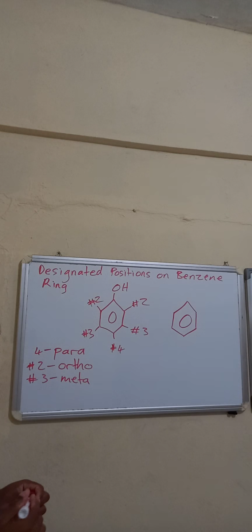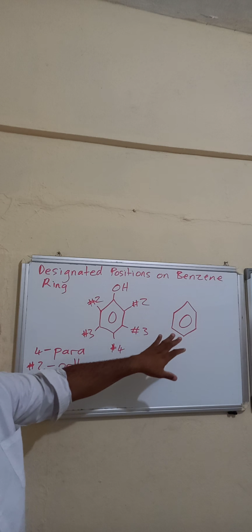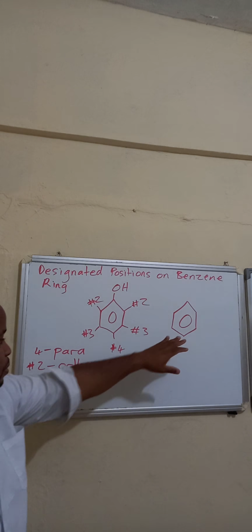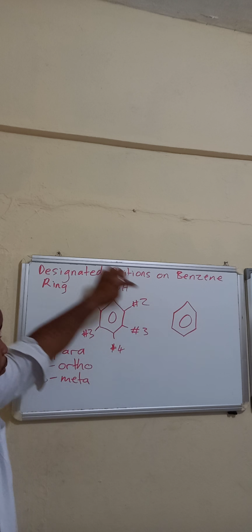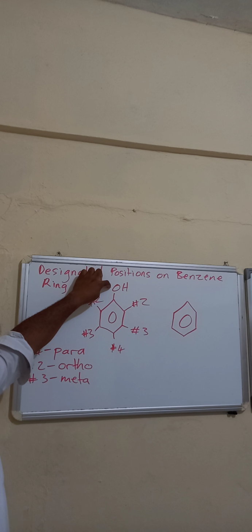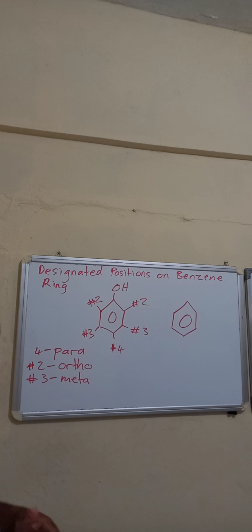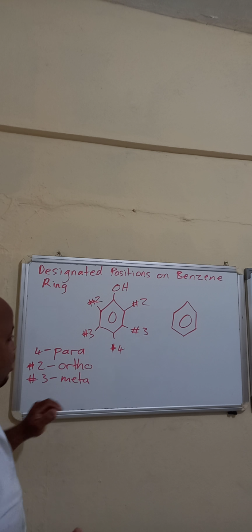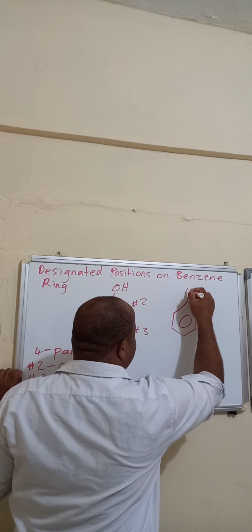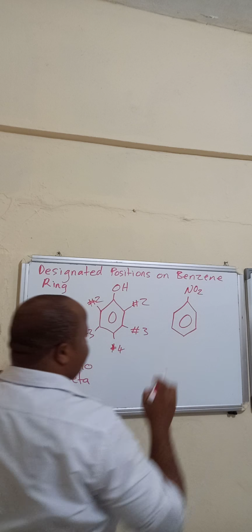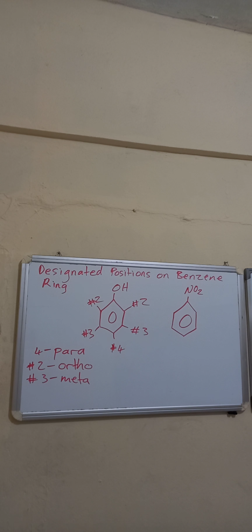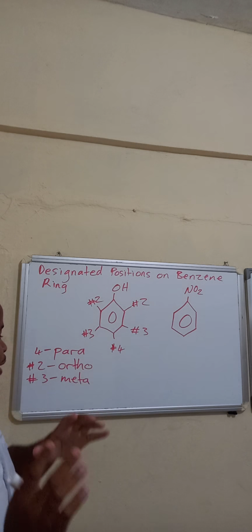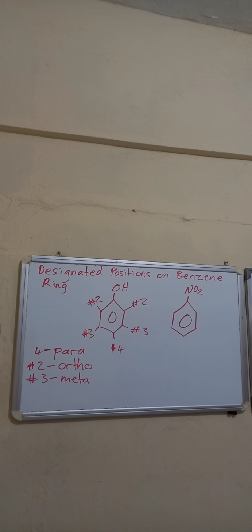So when you have an empty benzene ring, and you're adding something, then it can go anywhere. But once you already have something on the ring, it is going to direct it to a particular group. So for example, we have phenol and we have nitrobenzene. We have two types of groups now. So when you have groups on the benzene ring, we classify them into two categories.